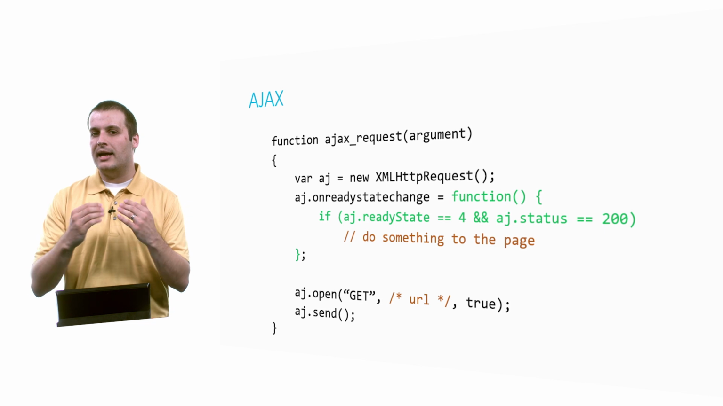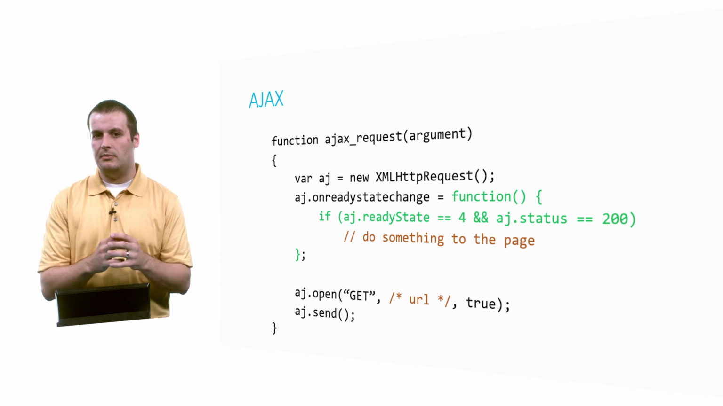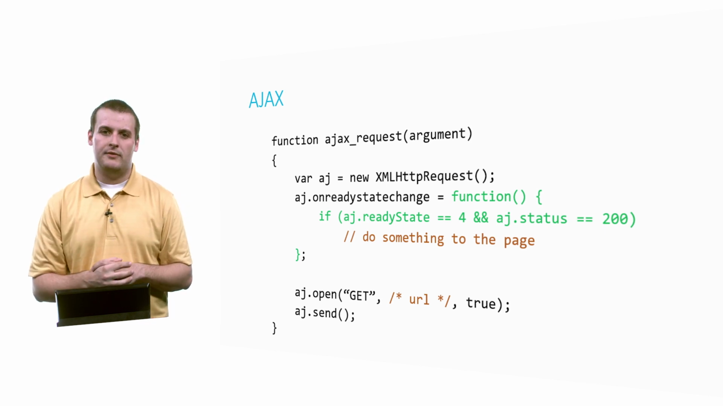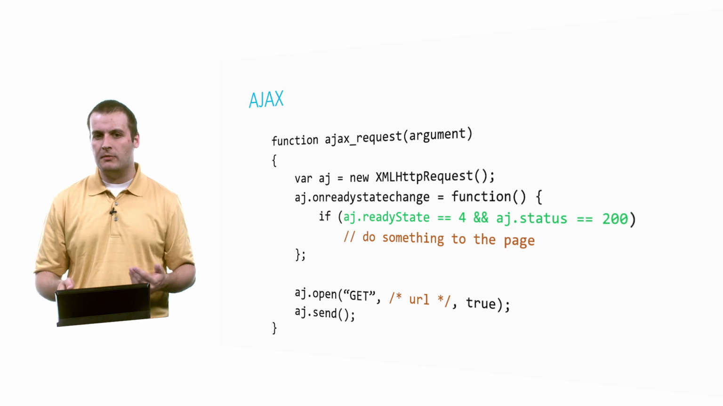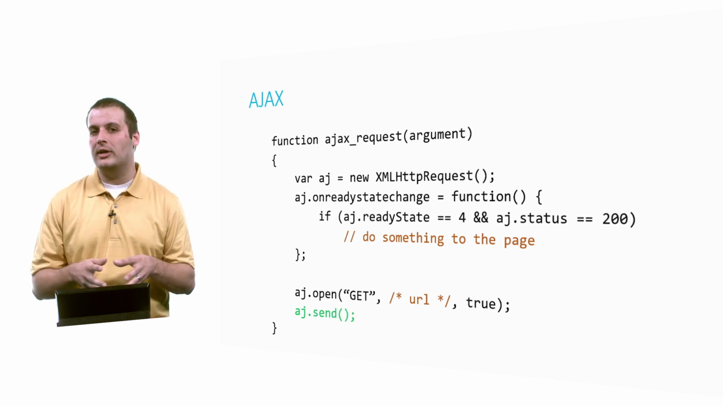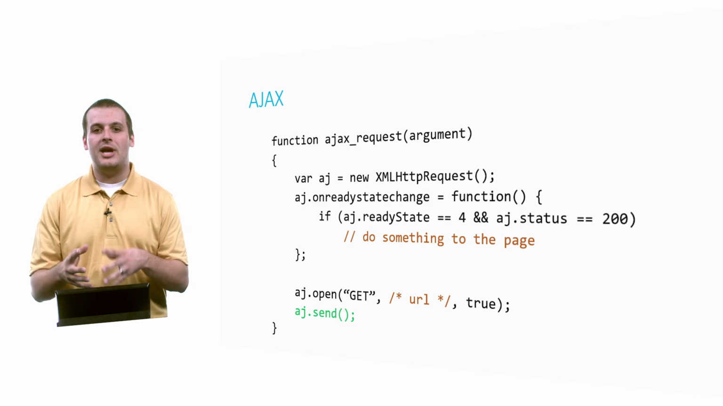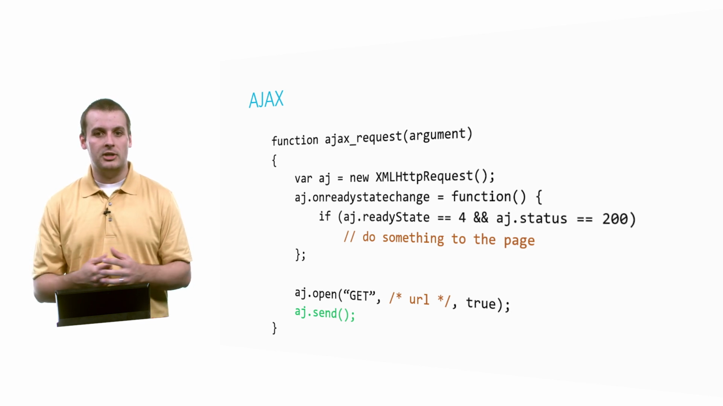So now I have defined my anonymous function, my response function, whenever the ready state changes. Then I just need to open up a request using the open method, and then I send that request. And let's take a look at a more concrete example of what Ajax can do on our web pages.